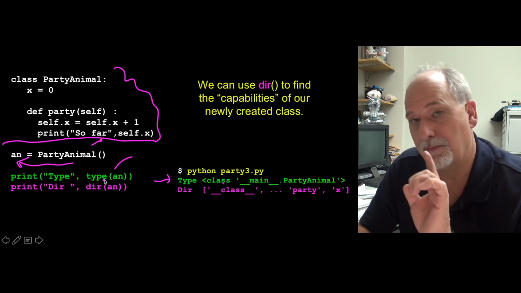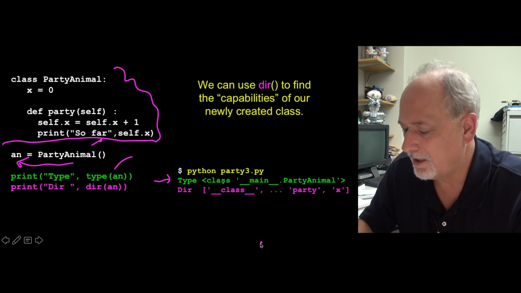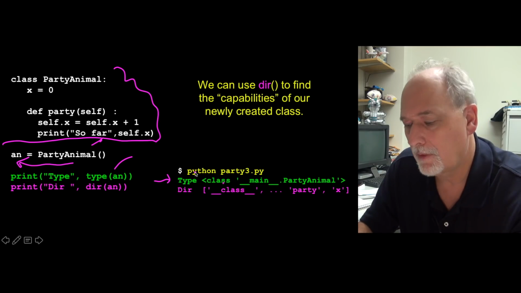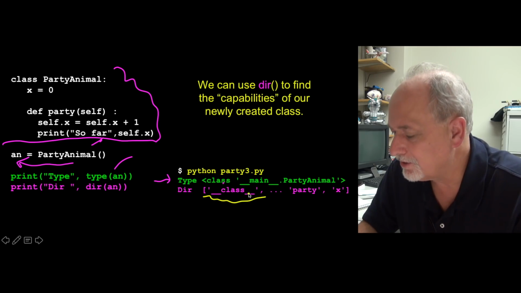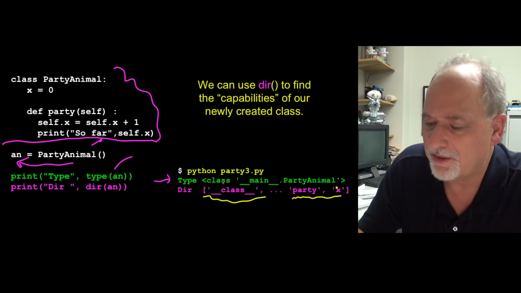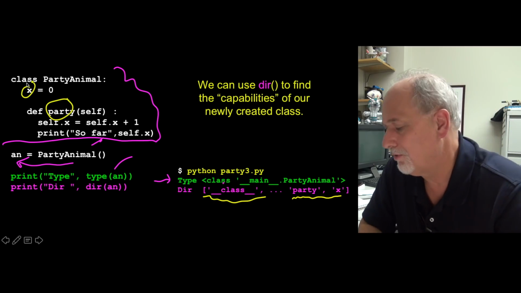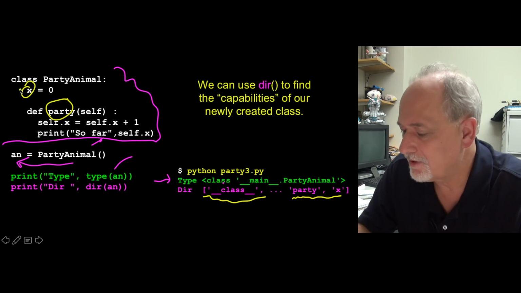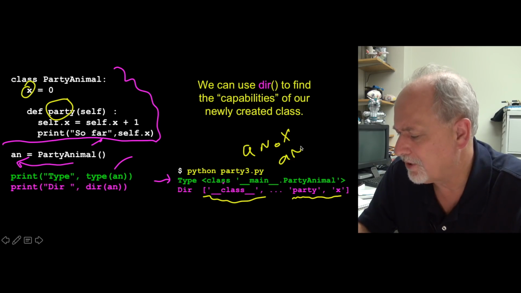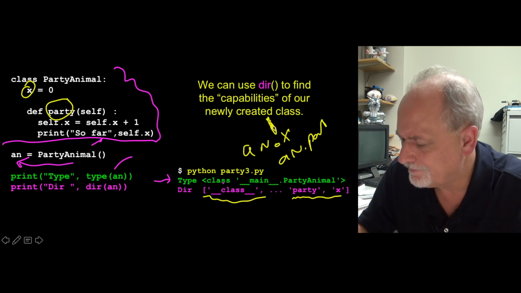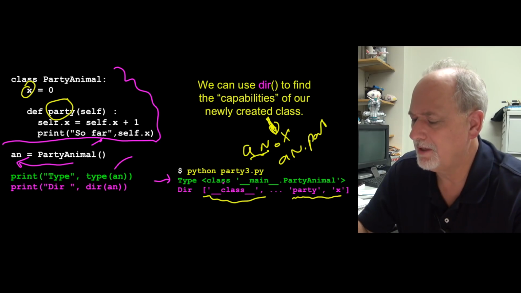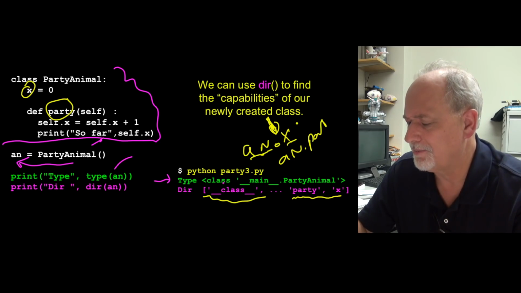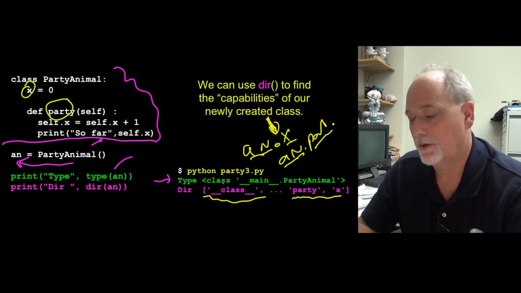And then we use the dir. Remember, dir looks for capabilities. And again, you will see a whole bunch of underscore things. They have meaning. You can look them up. But eventually, you'll see the two things that you've put in it. One is the method party, and the other is the attribute or field X. And again, these are the things that you can say an.x or an.party, because this dot is the object lookup operator that says look up in the object an the thing X, or look up in the object an the thing party. Okay?